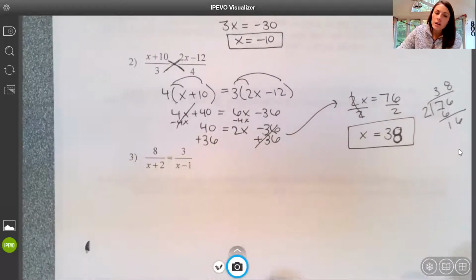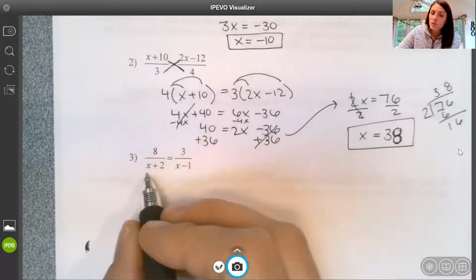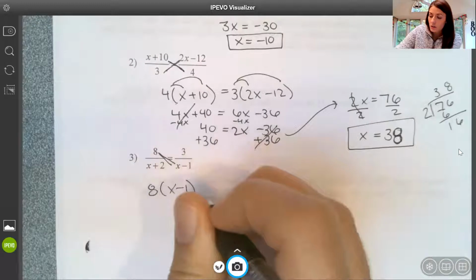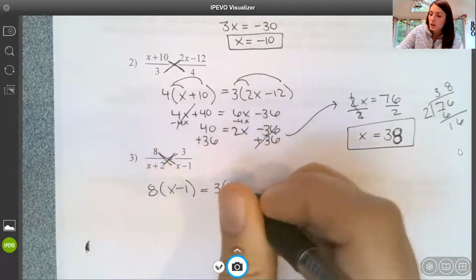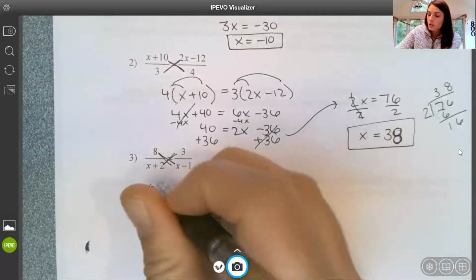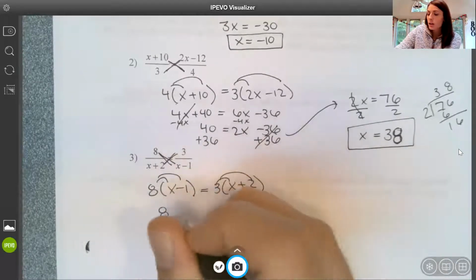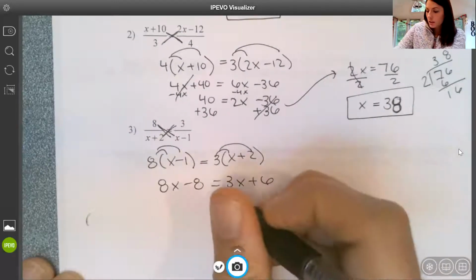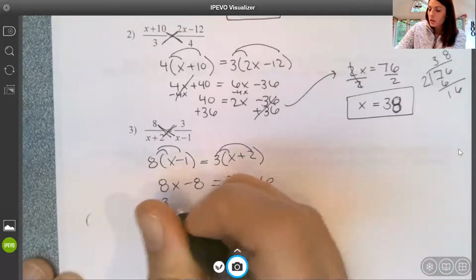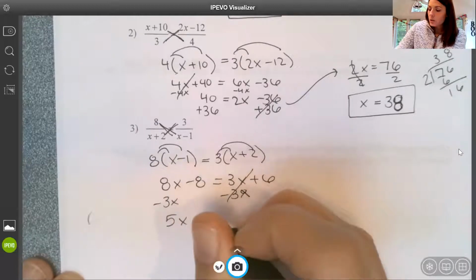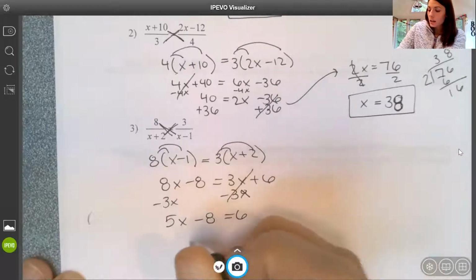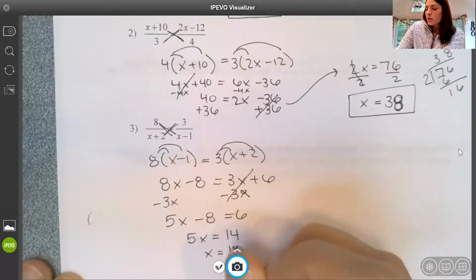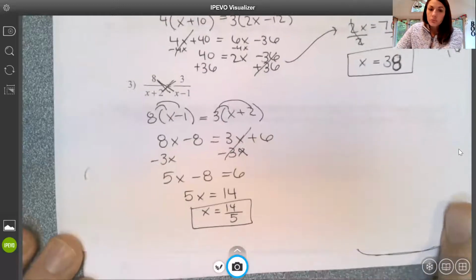Solving for x on my next proportion. Now my variable terms are in the denominator, no big deal. Cross multiplying, I have 8 times all of x minus 1 and 3 times all of x plus 2. Distributing the 8 and distributing the 3, 8x subtract 8 equals 3x plus 6. Subtracting the 3x, 5x subtract 8 equals 6. Adding 8 over, 5x equals 14, and x equals 14/5, leaving that as an improper fraction.